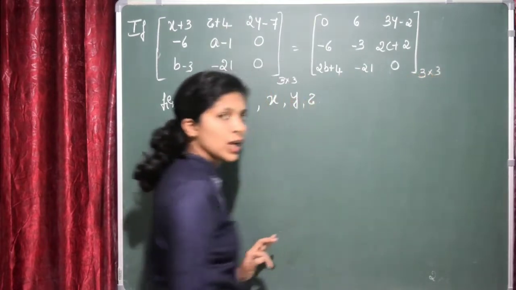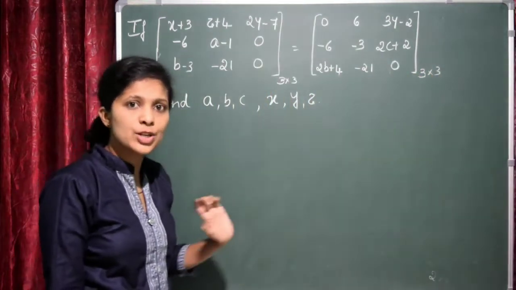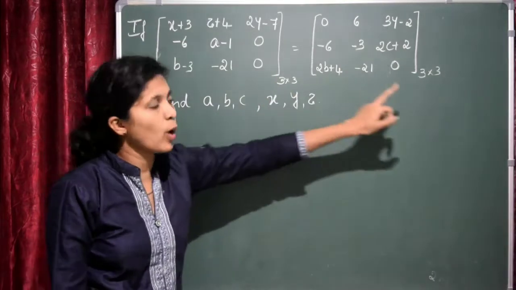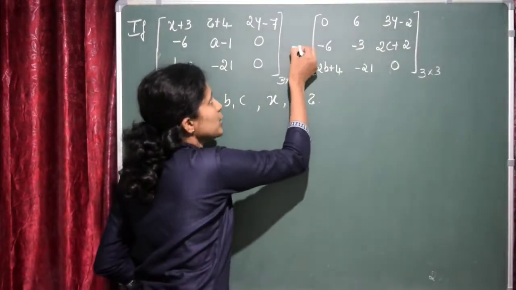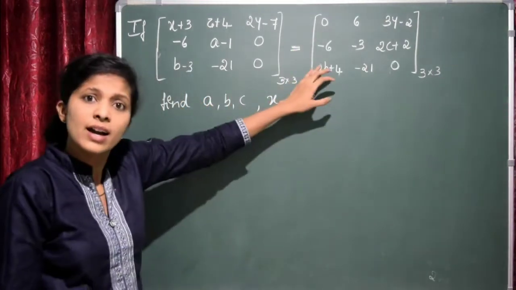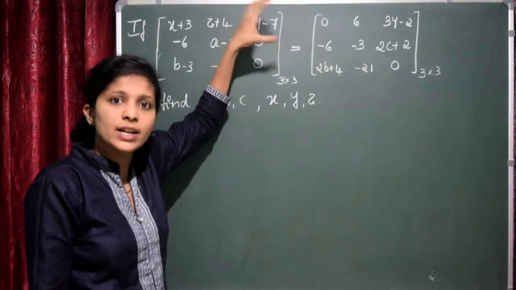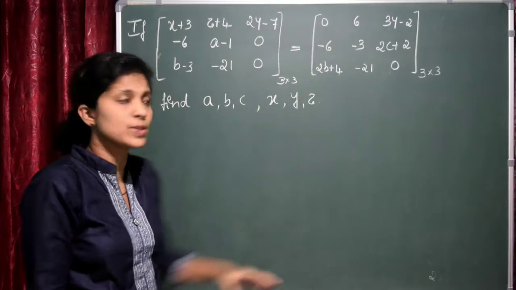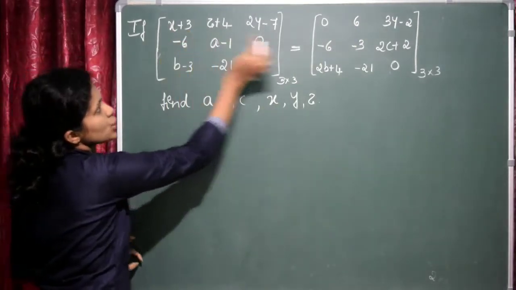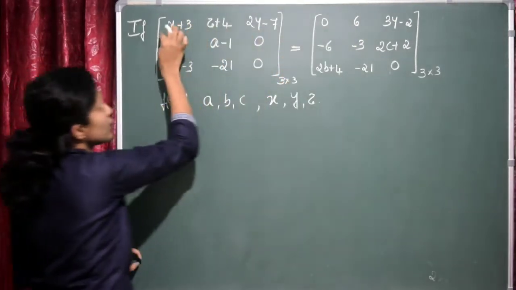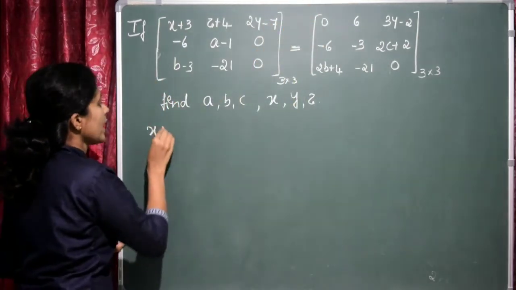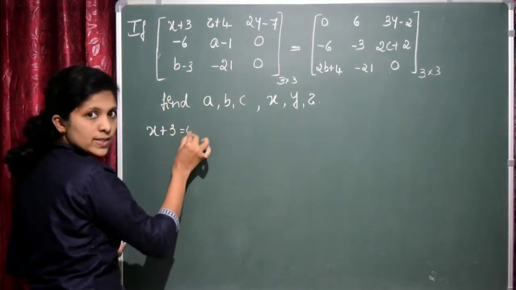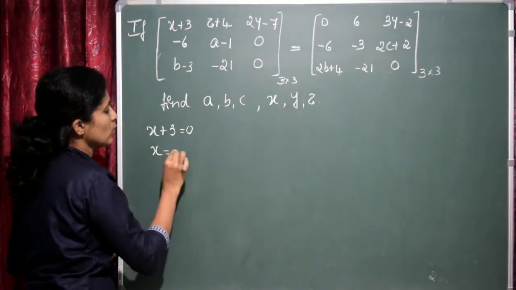When two matrices are equal, their corresponding elements should be equal, right? First of all, their order should be same, then the corresponding elements are equal. Here it is given that two matrices are equal, so you have to take the corresponding elements as equal, then you have to simplify. Here x plus 3 should be equal to 0, right? Here the first element is x plus 3, here it is equal to 0, so I can consider x plus 3 is equal to 0. So what is the value of x? x is equal to minus 3.